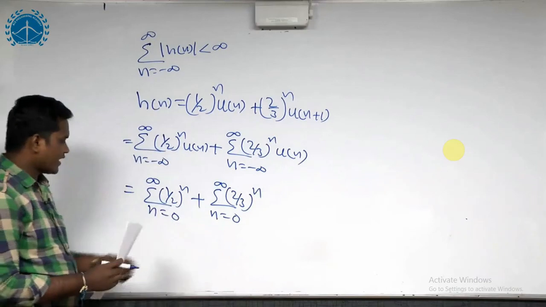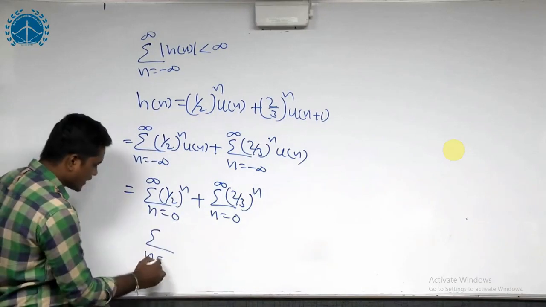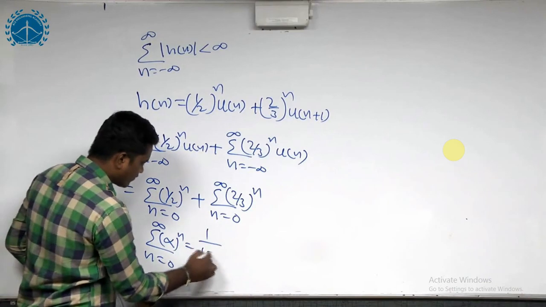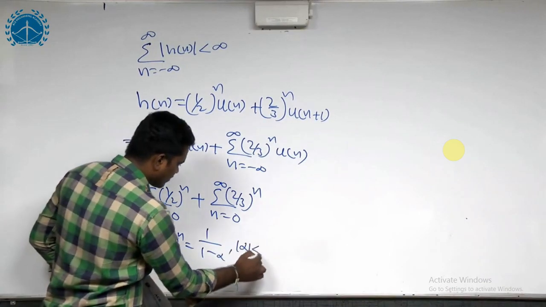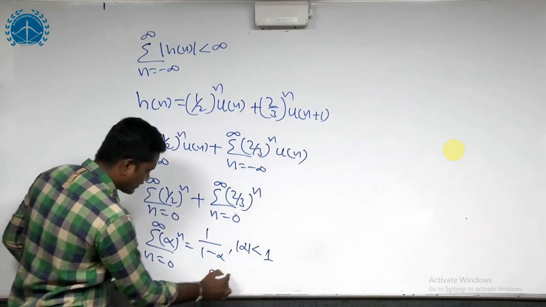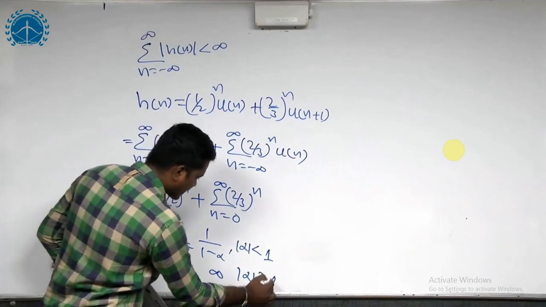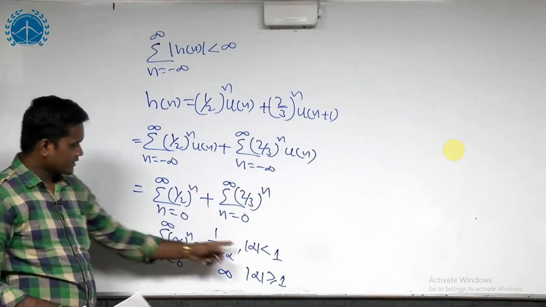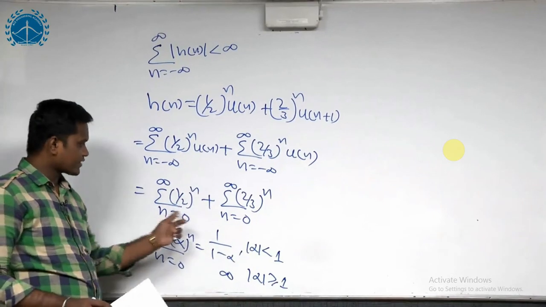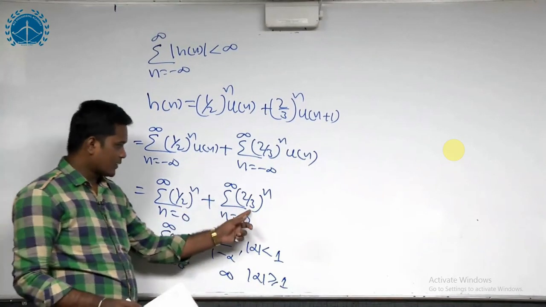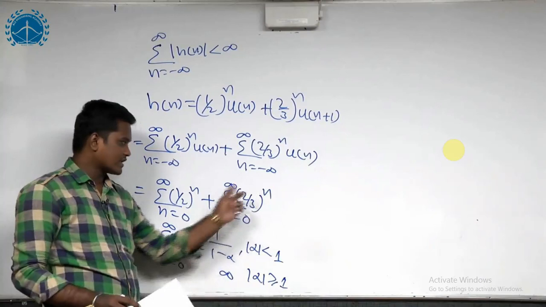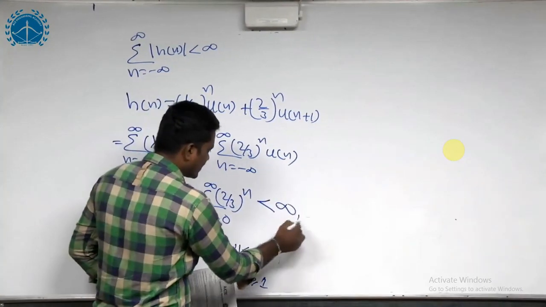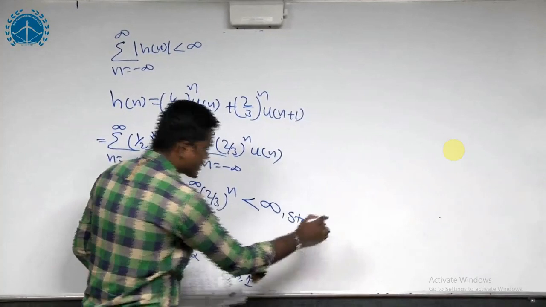So what is the value of the sum from n equals 0 to infinity of alpha to the power n? The value is 1 by 1 minus alpha, provided that mod alpha is less than 1, and equal to infinity when mod alpha is greater than or equal to 1. Here alpha is 1/2, which is less than 1, so this summation value is less than infinity. Here 2/3 is also less than 1, so this summation value is also less than infinity. So finally this value is less than infinity. So the first system is a stable system.